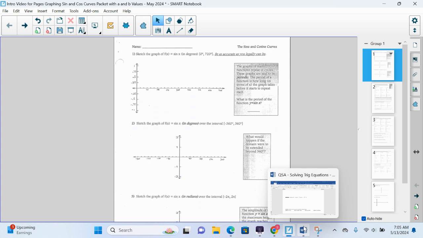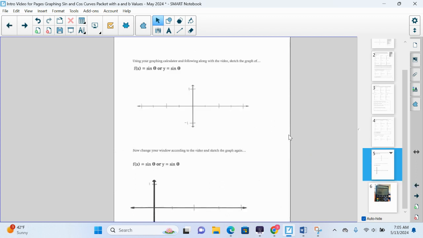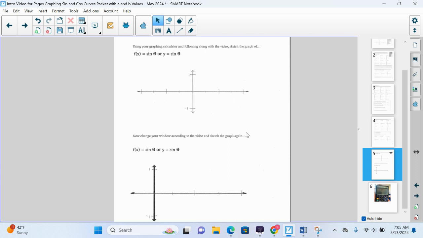This is just going to be a quick intro about setting up your calculator and getting ready to start the sine and cosine graphs. But today we're going to look at sine. So here's your packet. The first packet here, we're actually going to jump to the very last page, which is page 14. We're going to start graphing sine of theta, so f of x equals sine of theta, or y equals sine of theta.